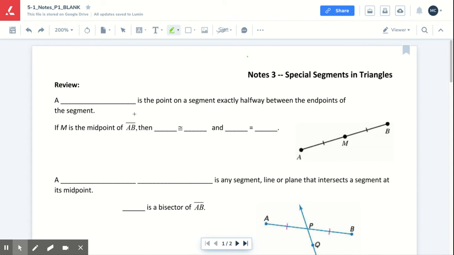We're looking at special segments and triangles now. So the first thing is a blank is the point on the segment exactly halfway between the endpoints of the segment. So this is one of our vocabulary words from the first unit. Right in the middle of a segment is called the midpoint.